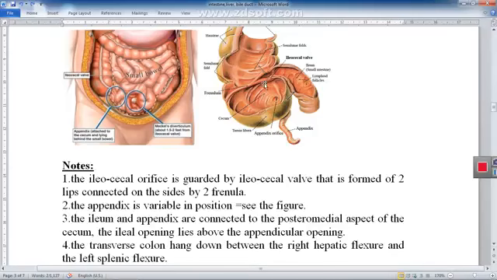The mouth is guarded by an upper lip and a lower lip. The lips are connected by a frenulum. And below this ileocecal valve is the valve of the appendix, or the opening of the appendix. Both the ileocecal and the appendicular orifices are located on the posteromedial aspect of the cecum.